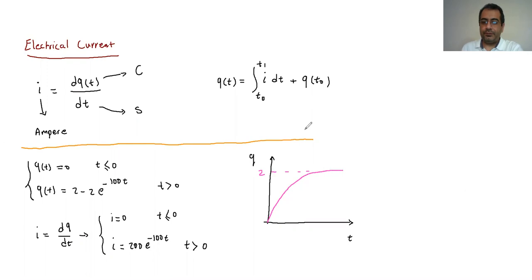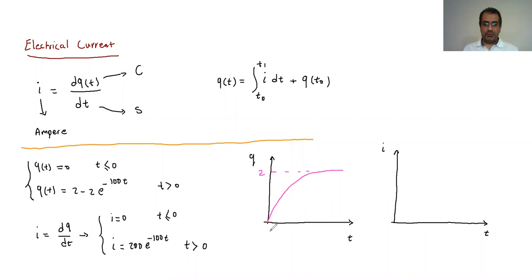Now, let's draw I to see how I changes in our system. So that's t and that's I. For t before zero, there is no Q, there is no I, so there's nothing there. No need to worry about that. But after we turn on the switch, look at what we have. I is the change of Q. It's not Q, it's the change of Q. How much Q is changing over time?